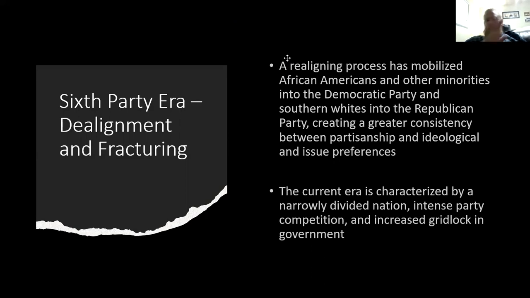Which came obviously post FDR. And so there was a realigning process, and I need to preface that as well as being the civil rights era. So the realigning process had mobilized African Americans and other minorities into the Democrat Party and Southern whites into the Republican Party, which had been the other way around, creating a greater consistency between partisanship and ideological and issue preferences. And also, by the way, this really did happen in about the 1960s, when things flipped between the Republicans and blacks, specifically in the South.